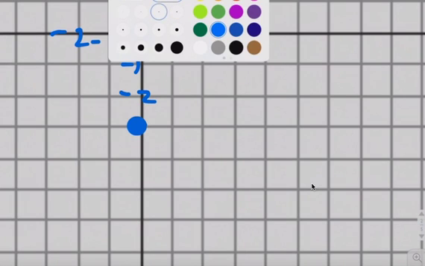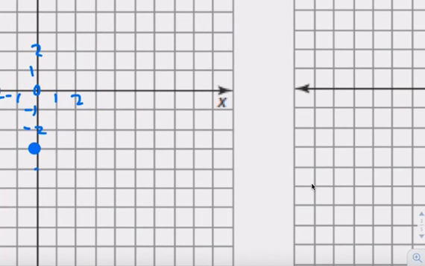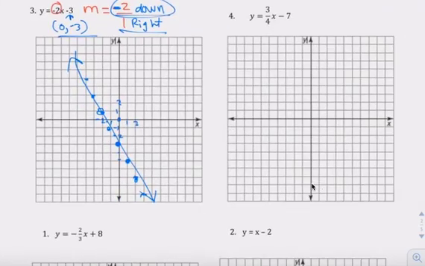Okay? And then you start out with this right here. 0, -3. Start out with the y-intercept, 0, -3. And you go down 2, right 1. Right there. And you continue this: down 2, right 1. Up 2, left 1. And that's the line. Use a ruler, make it straighter.